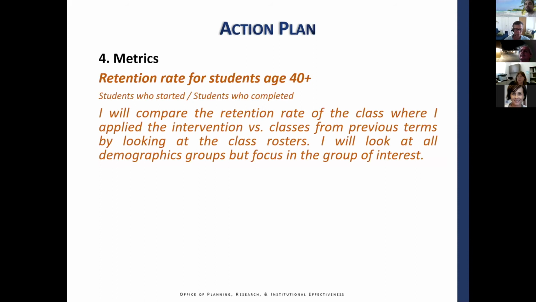this is for my first example, the one with students age 40 and plus. So pretty much what I'm going to do at the end of the class is compare how many students started versus how many students completed. So that's going to be my metric. And I'm going to compare that number versus previous terms. It doesn't have to be complicated.